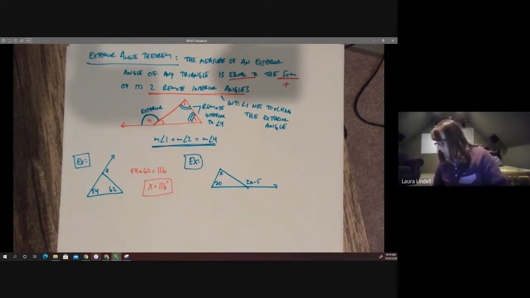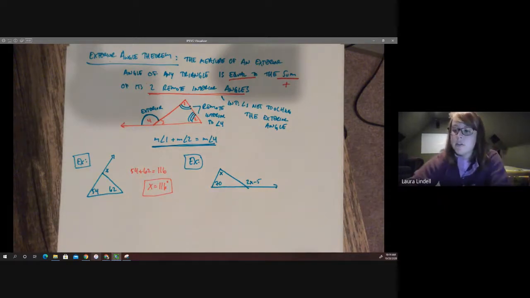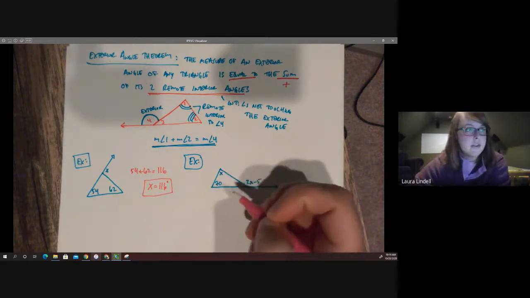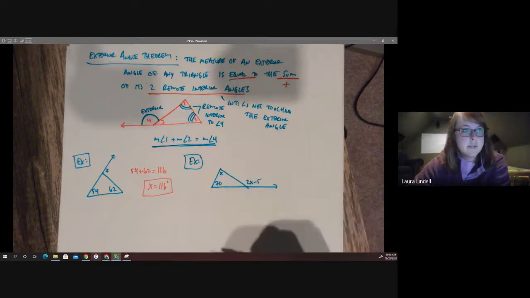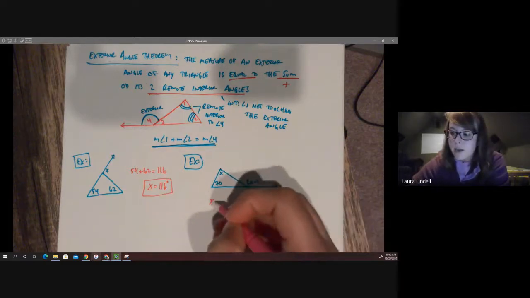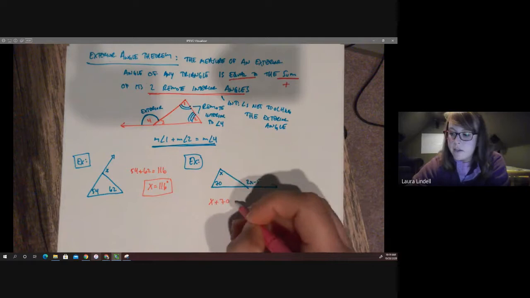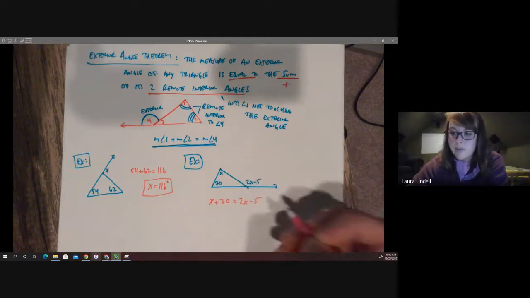So now we have to set up an equation. And we want to take our two inside angles and add them together. Inside plus inside equals outside. So x plus 70 equals 2x minus 5 is the equation that we set up.